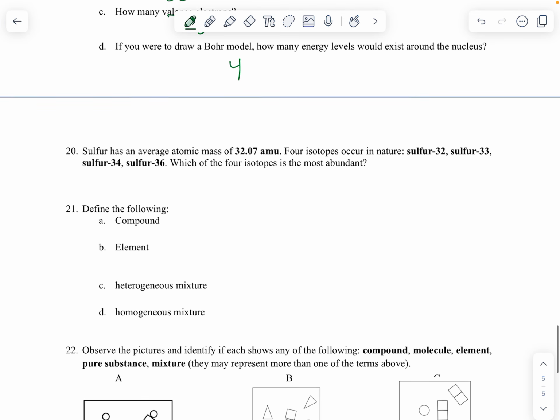Down here, 4 isotopes that occur in nature: sulfur 32, 33, 34, 36. Which of the 4 is most abundant? Based on this average, remember these are all weighted averages because they all have different percent abundances. Since it's a weighted average, this value, that average mass, is going to skew closest to the most abundant isotope. So all we have to do is look at this average, and we see which of these isotopes it is the closest to. And of course, we see that sulfur 32 is the closest. So we have sulfur 32 is the most abundant.